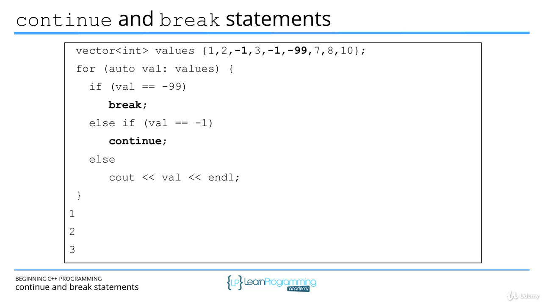In the else if statement, we know we haven't seen a -99, so we can check for -1. That represents noise. If we see it, we can continue. This stops the iteration and control goes back to the beginning of the loop and a new iteration begins. Finally, if we hit the else statement, we know we don't have a -99 and we know we don't have a -1, so we process that data. In this case, we just display it. In this example, we display 1, 2, 3.